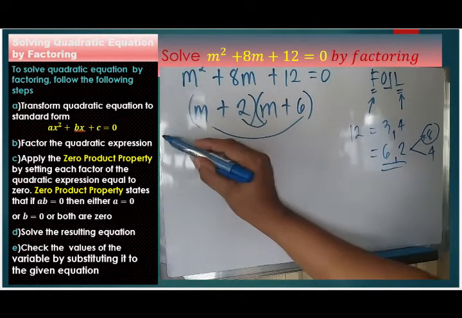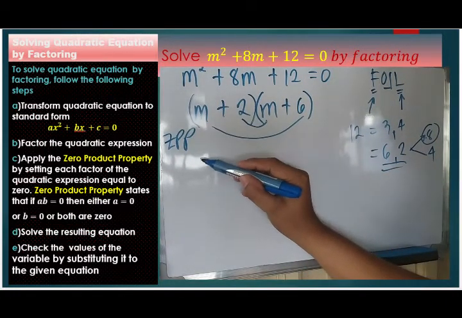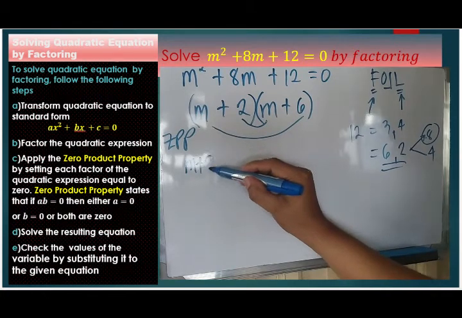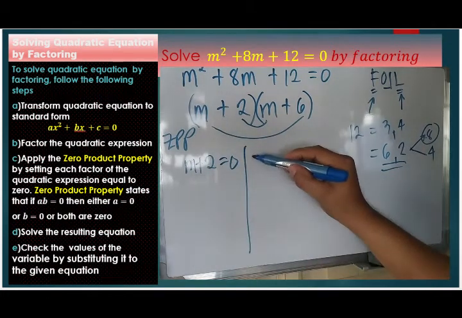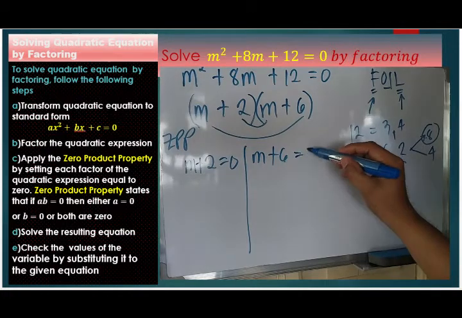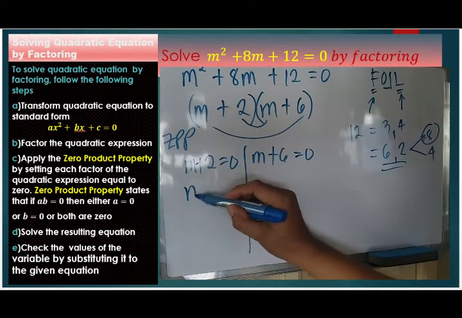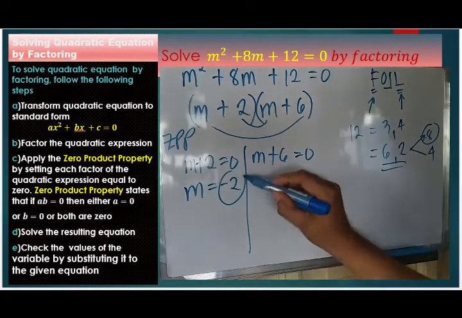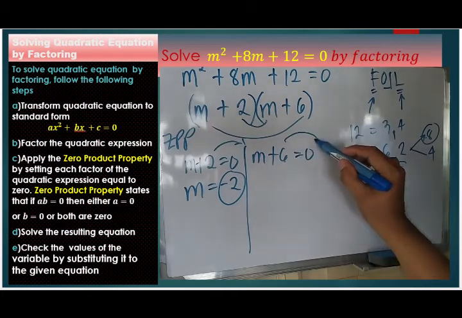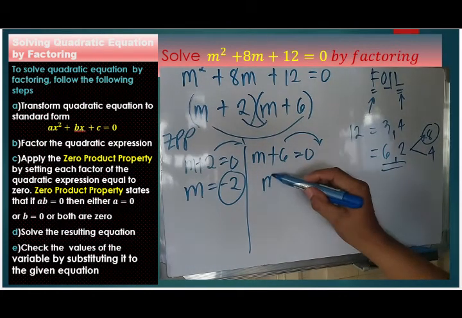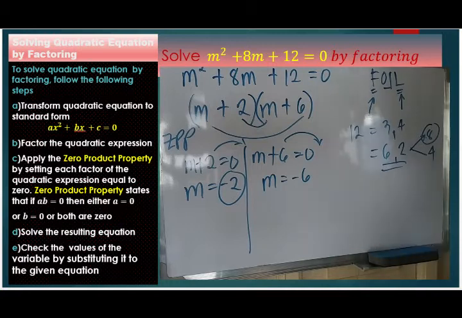Then apply the ZPP, the zero product property. We now have m plus 2 is equal to 0 and m plus 6 is equal to 0. Solving for m, you have m is equal to negative 2, and then m is equal to negative 6.